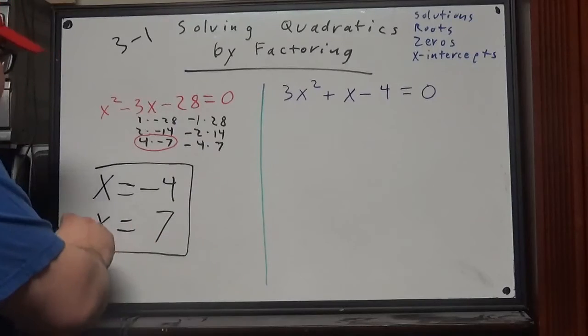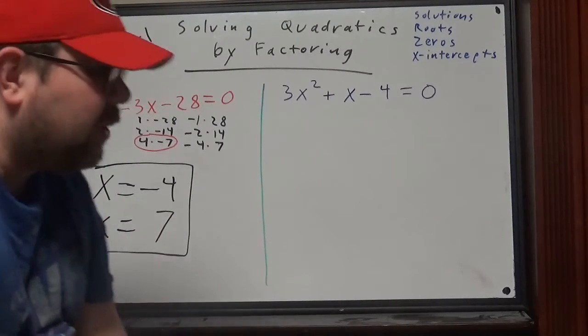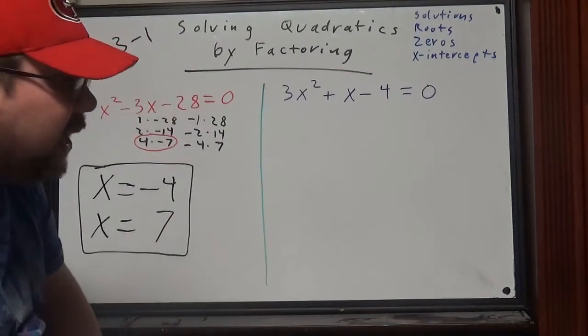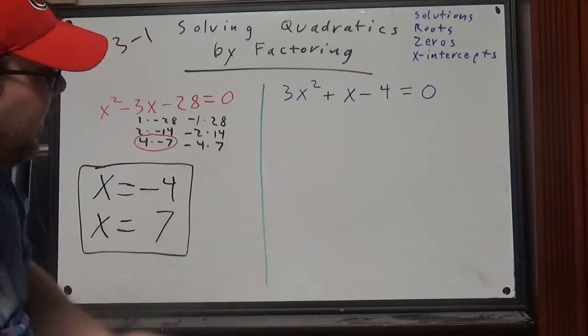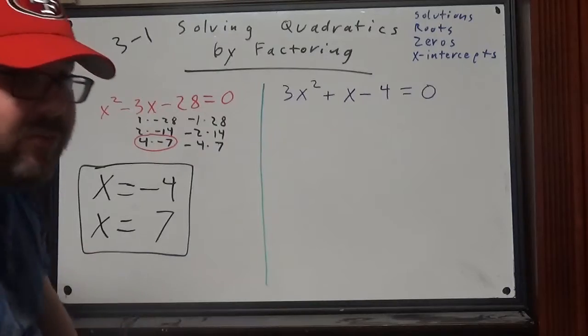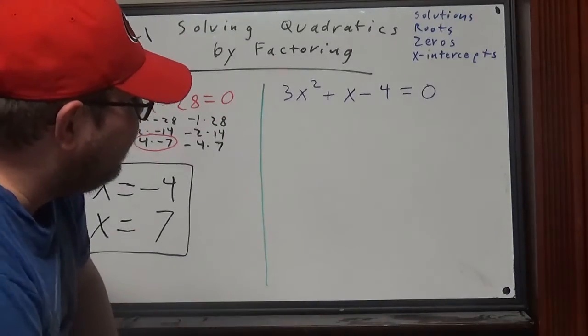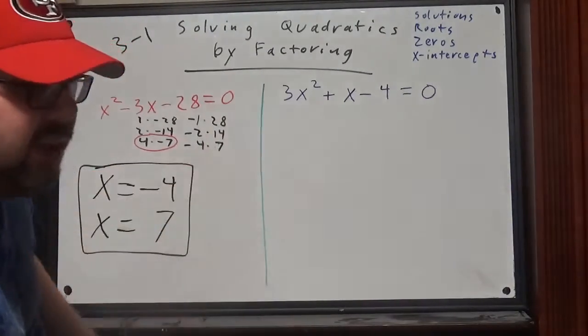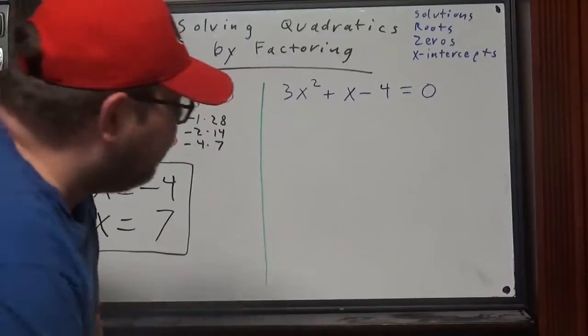And that is done. Now let's look at one that looks a little bit more complicated, but really is not. And that is this one. Well, if you look at it, you notice we have an a value that does not equal 1. The a value is 3. That's a sign that we're doing the x method.